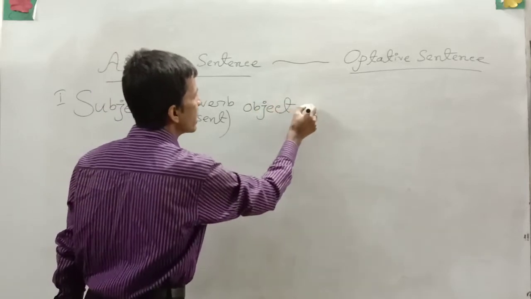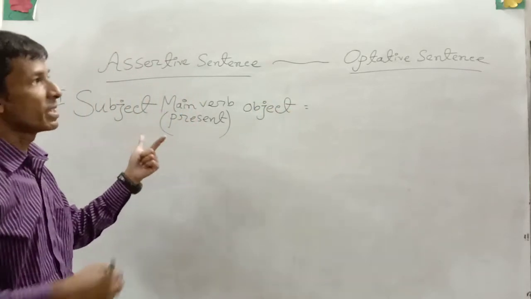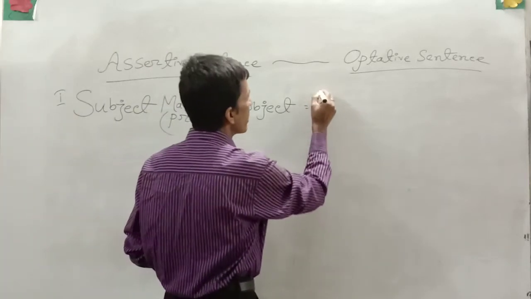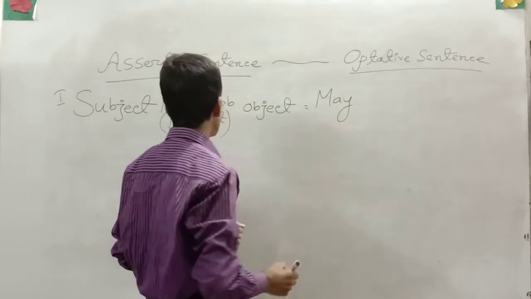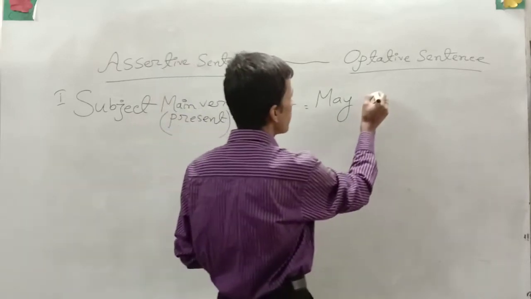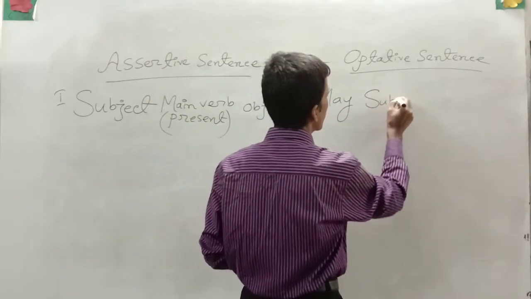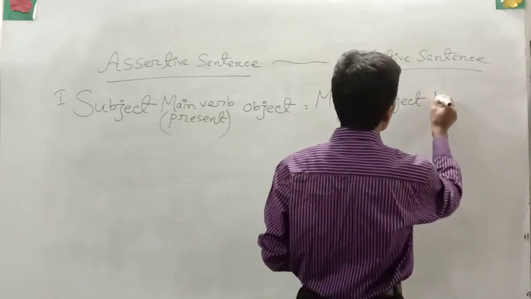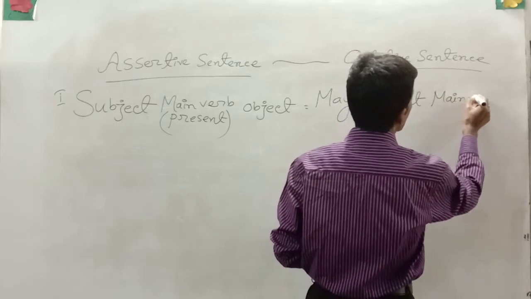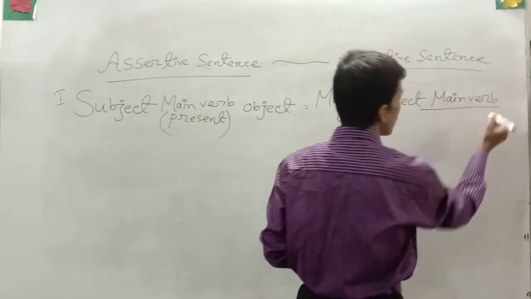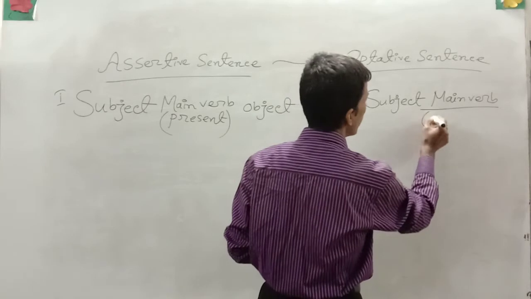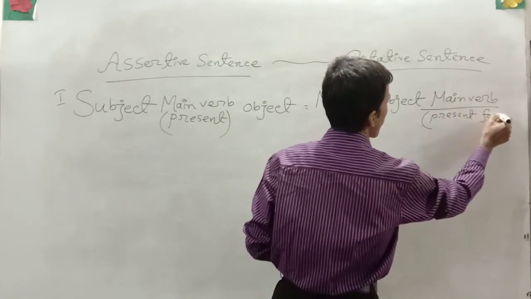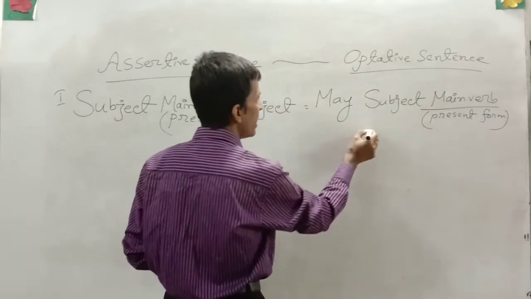object. Such a sentence will be transferred into an optative sentence if you add may in the beginning of the assertive sentence. Then you will have to write the subject. After that, the verb in the present form. That means without making any change. The verb will always be written in the present form. And at last, object.